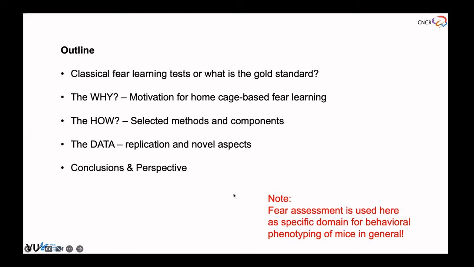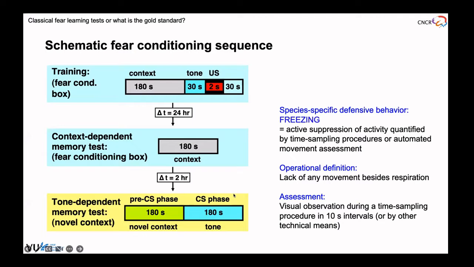So let's move on with the first part. Of course, you all know freezing, and I really started to learn freezing in the 90s, when everything was still mainly visual observation. I learned fear conditioning in the USA in a famous group, and I then started to develop the first automated system because I was not convinced that without automated, unbiased measures we are able to draw the right conclusions.